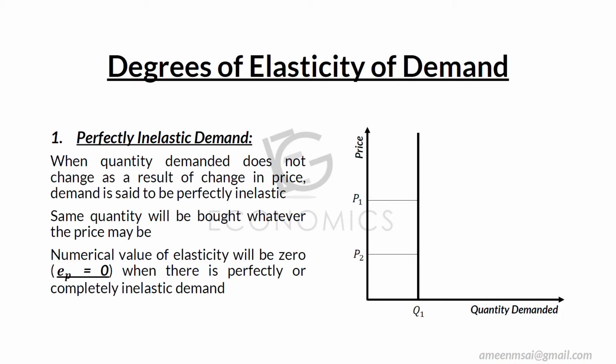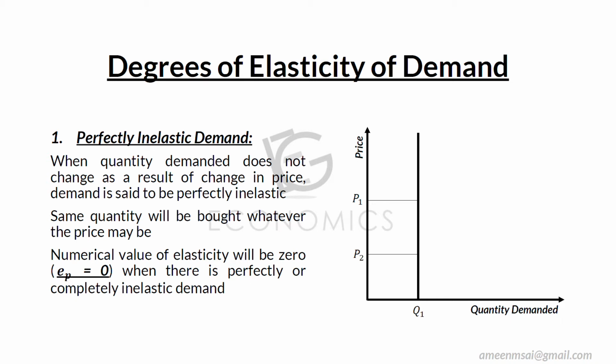Even though the price increases or decreases, the quantity demanded remains the same. So in such a condition, we call it perfectly inelastic demand. The same quantity will be bought whatever the price may be. The price may be high, the price may be low, the quantity purchased will be the same. So let's go for an example. What's the example for this?